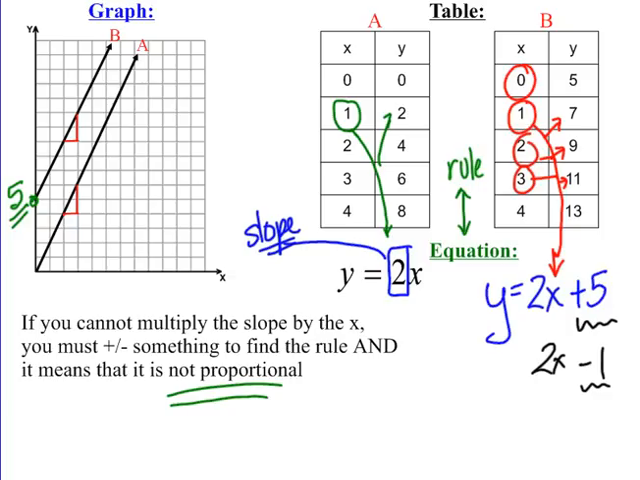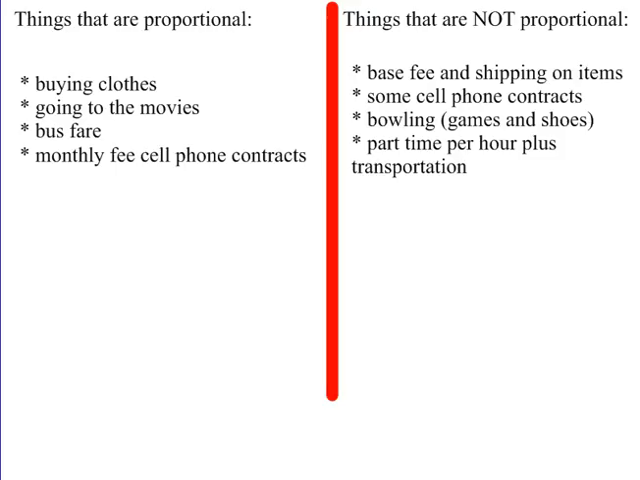Now, there are some examples of things that are proportional in real life and things that are not. Some things that are proportional are buying clothes, going to the movies, or bus fare. If you don't buy clothes, go to the movies, or ride the bus, you won't spend anything. So all of these will have a point of 0, 0 to start with, and it escalates from there. You'll start spending money or doing things as you go along. Same thing with some certain cell phone contracts.